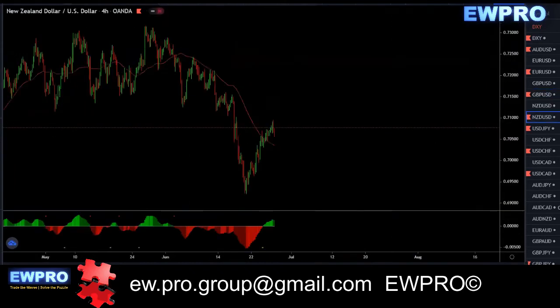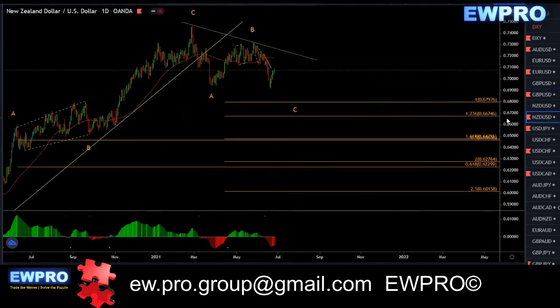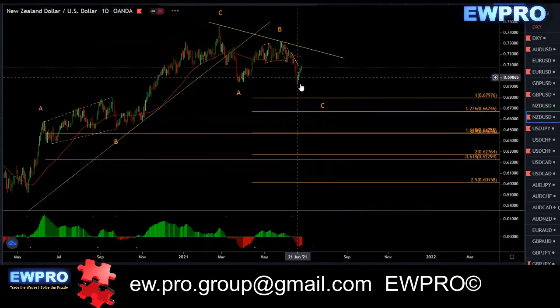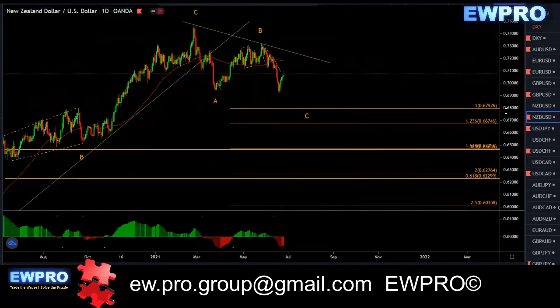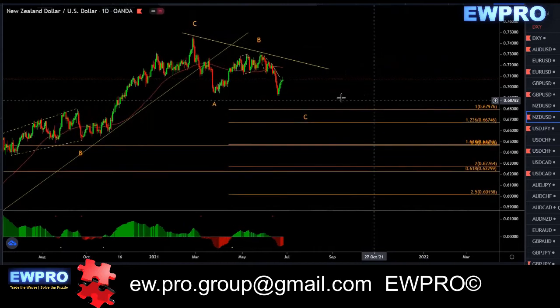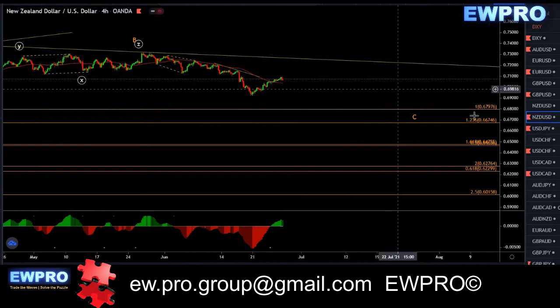And you on the daily. Again, this one's complete in its structure on the daily. We do have that bullish divergence here. We got this C down. So we really have to be careful. It may not be complete.